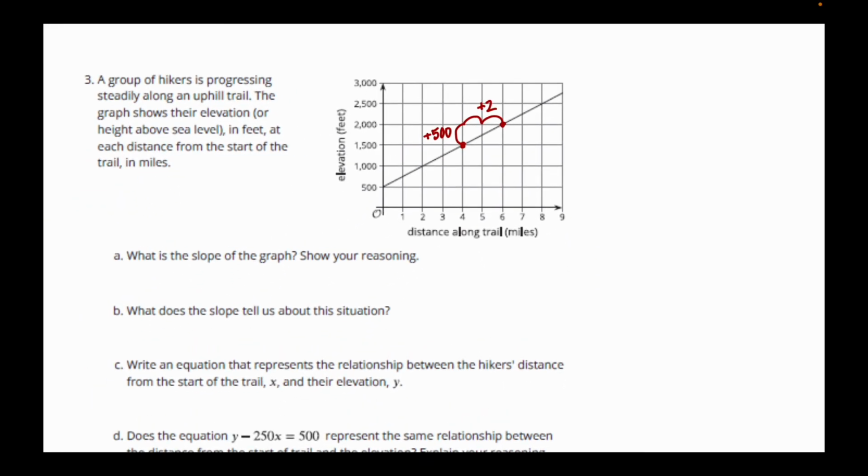So we are going to say 500 over 2, because we always do up and down over the horizontal, so it's always rise over run, or y over x. 500 over 2 is going to be 250 as our slope. And this would be the C graph, for more of my reasoning, at least.